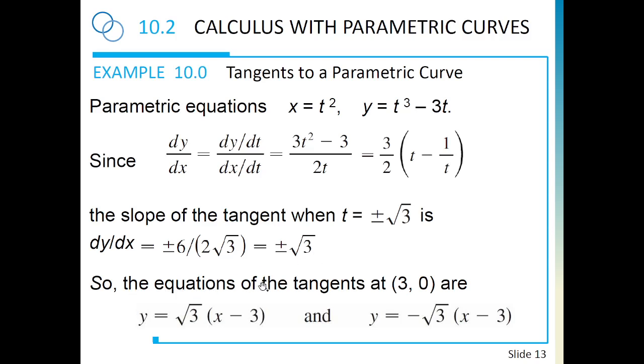So it means indeed our curve has two tangents at the location (3, 0). One tangent line has the slope radical 3, and the other one has the slope negative radical 3. And this is the equation of the tangent line: y minus 0 equals the slope times x minus 3. So we quickly saw that our curve at the location (3, 0) has two tangent lines.